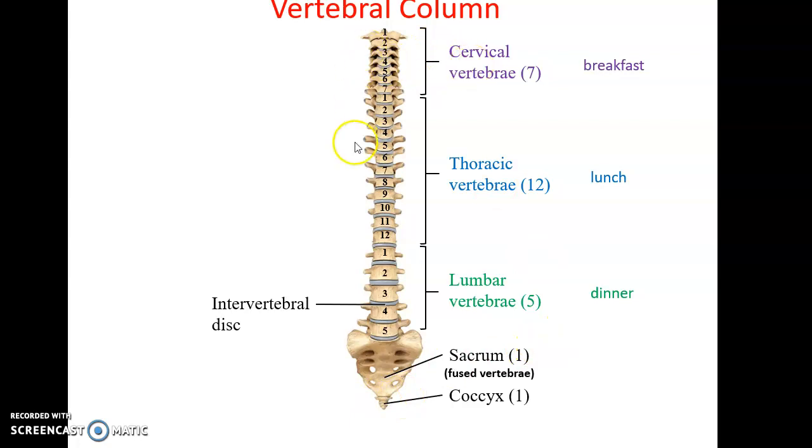So the way to remember how many of the different kinds of vertebrae there are is to remember breakfast, lunch, dinner. So there are 7 cervical vertebrae, so that is breakfast at 7. 12 thoracic vertebrae, that is lunch, have lunch at noon. And then 5 lumbar vertebrae, that's dinner, nice early dinner at 5. And of course sacrum and coccyx. So breakfast, 7 cervical, lunch, 12 thoracic, dinner, 5 lumbar.